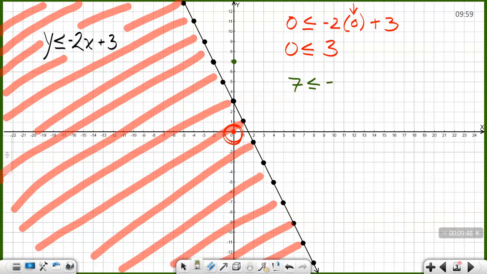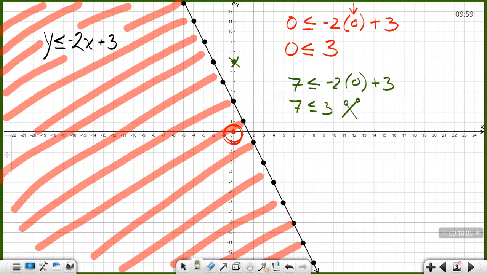7 is less than or equal to negative 2 times 0 plus 3. That means 7 is less than or equal to 3, and that is not true. All right, that's a contradiction. That's what the symbol means. That is not true. Therefore, this is not a solution, so I should not be shading that side. That's what you can do.